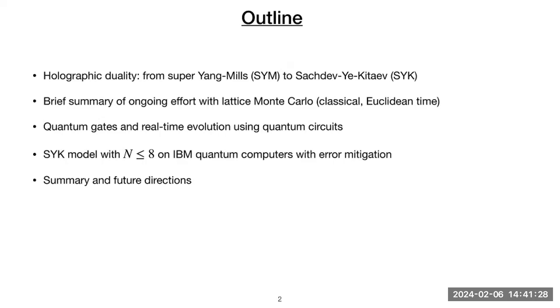And I'll show you some results of how it is doing for N less than 8 on quantum computers which are available via IBM. And I'll explain that if we just read the answers given by the quantum computers, it does not agree that well with the exact diagonalization results. And we have to resort to something which we call error mitigation. And I'll explain what I mean by that. And then eventually I'll close with some summary and future directions of this work.